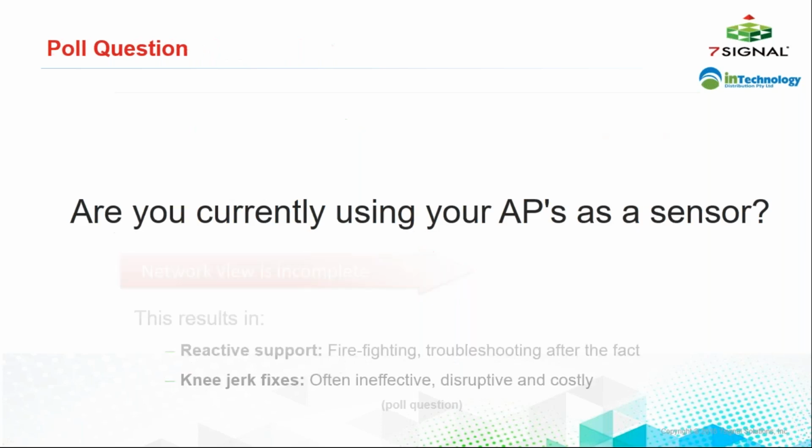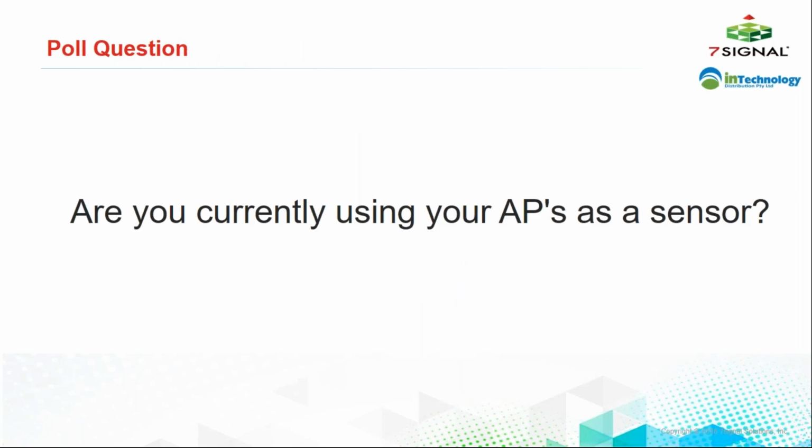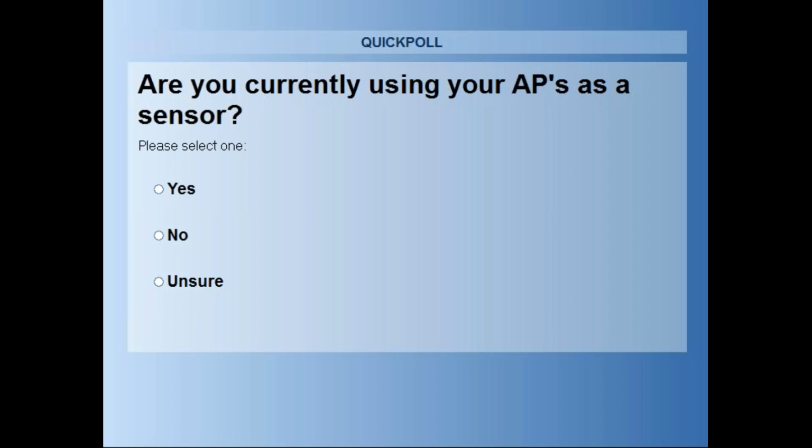All right, I think it's time for our next poll, Mark. So we're now going to dive into an area of the presentation where we talk about using access points as a sensor. Cisco, for instance, is touting that their 3800 access point can be used as a sensor if you so choose, and we've done a lot of research on this, and we're going to share some of that research with you right now. So Mark, what do you got for us here?